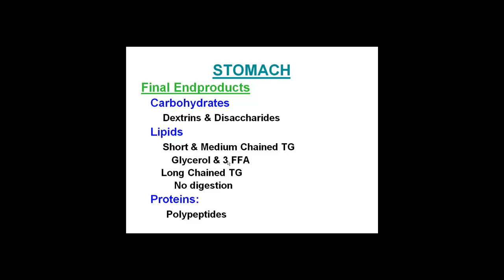Anyway, so the final end products, when you come out of the stomach, the carbohydrates are going to be the same as what happened in the mouth, the dextrins and so forth. The disaccharides would be the maltoses. If you ate sucrose, it wouldn't be digested yet. Those kinds of things. Lipids, short and medium chain triglycerides will be broken down to glycerol and their 3 fatty acids, so completely digested. Long chain triglycerides are not going to be digested, and the proteins would be polypeptides.